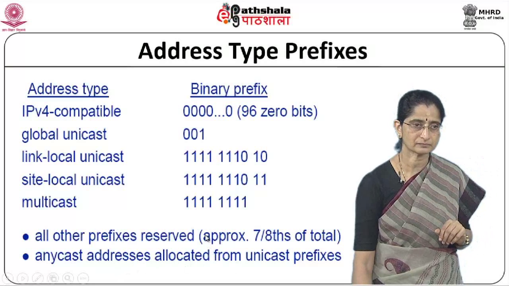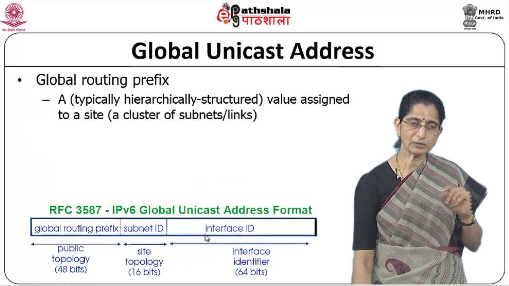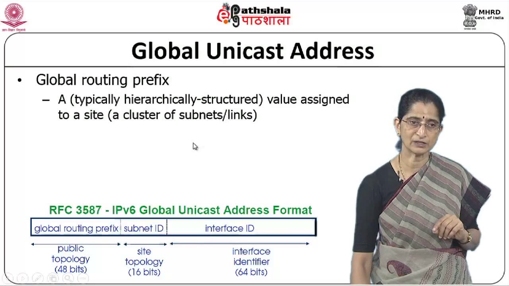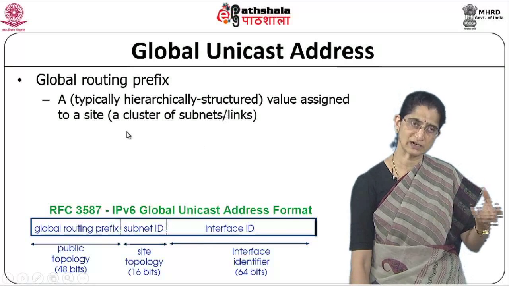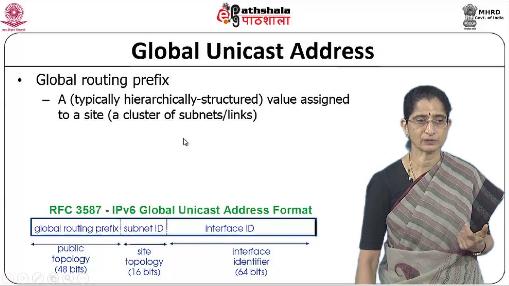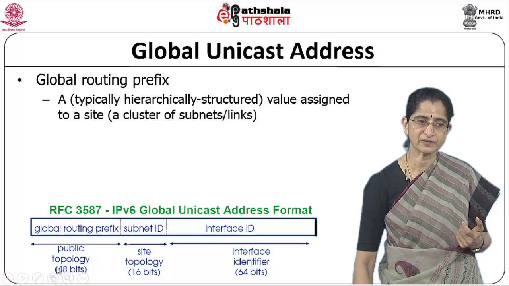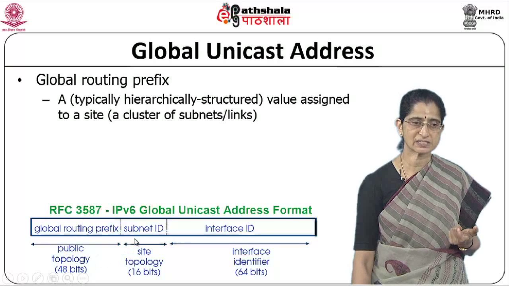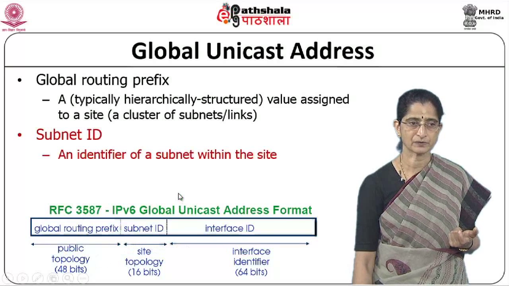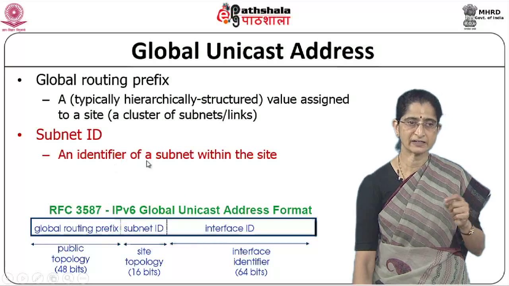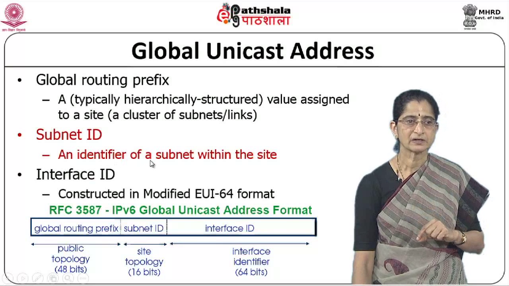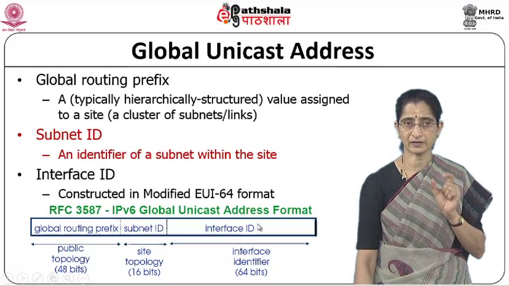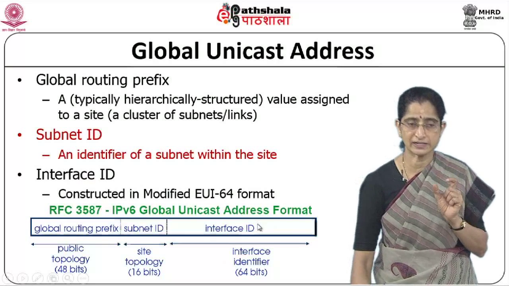So the global unicast addresses, we said, are typically a hierarchically structured value which can be assigned to a site or to a cluster of subnets or links. You have a global routing prefix, which is based on the public topology, 48 bits, and then you have a subnet ID and then the interface ID. The subnet ID will be an identifier of a subnet within the site, and the interface ID is the identity of the actual interface card that you have.